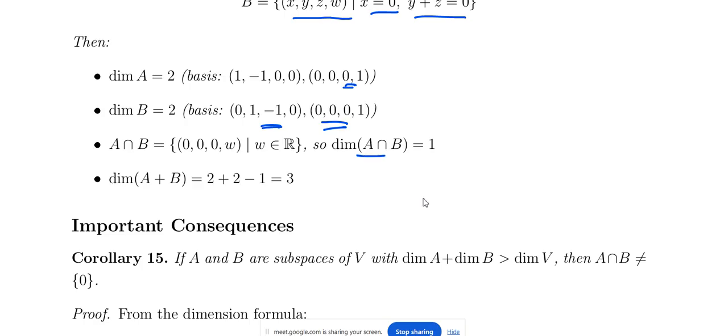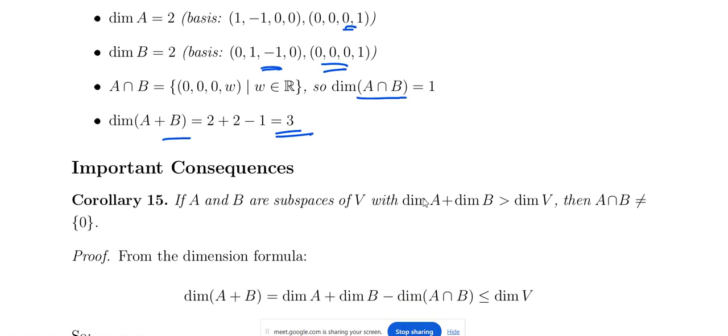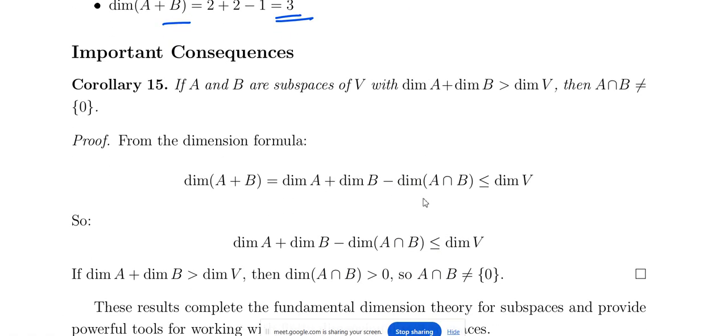So dimension of A intersection B equals 1, and dimension of A plus B, by the formula, is equal to 3. Dimension of A plus B equals 3. This is a very important example. If A and B are subspaces of V, with dimension of A plus dimension of B greater than dimension of V, then A intersection B is not only 0.